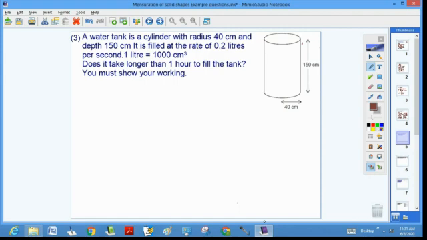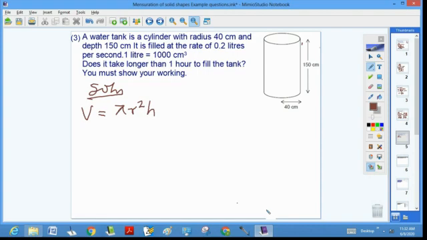So to show the working out in this, from the diagram we are given all the information that is spelled out in the question. The radius and the height are given. So what we do first is find the volume of the cylinder. After that we convert it to liters and then use it to determine the time. The volume of a cylinder is given by pi r square h.